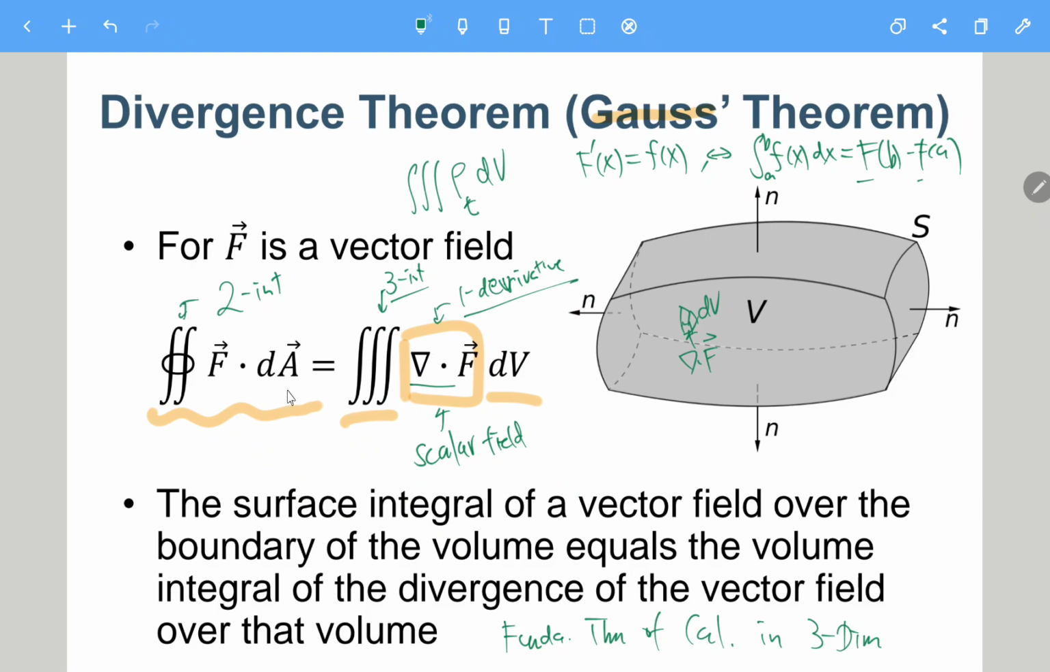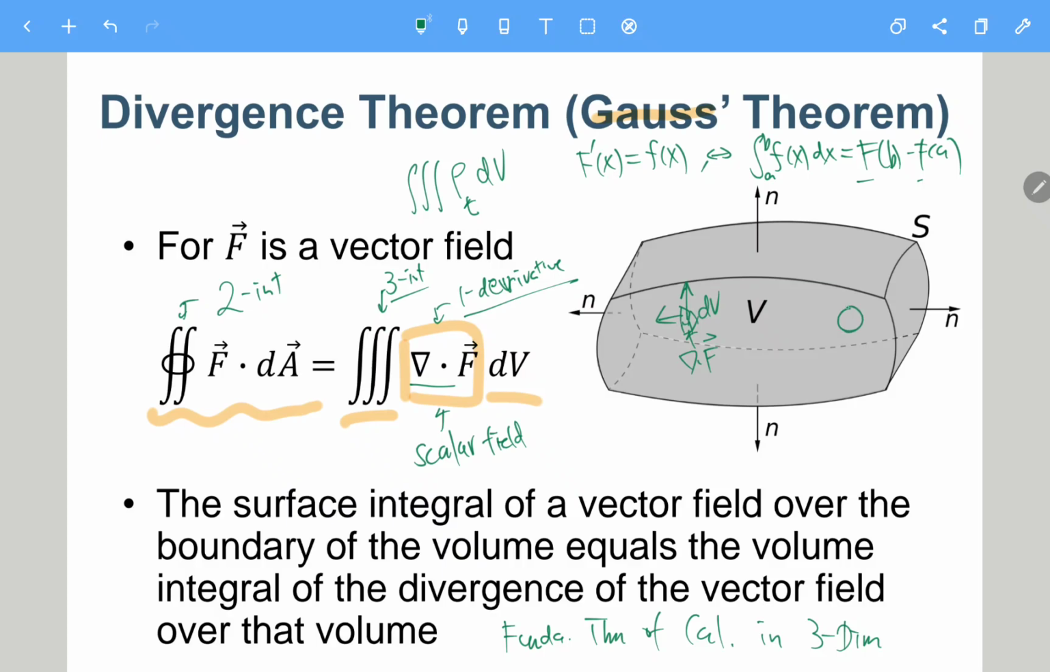This is a triple integral. You still use something like a derivative to cancel one of the integrations, but you really need this divergence operator. It says that the surface integral of a vector field over the boundary of the volume equals the volume integration of the divergence. So what does it mean? This is a surface integral, and this is a divergence over the whole volume. So it is like for every part, you can see.